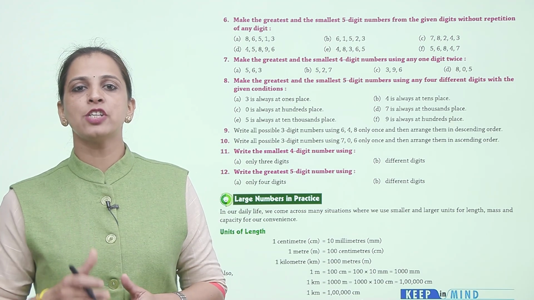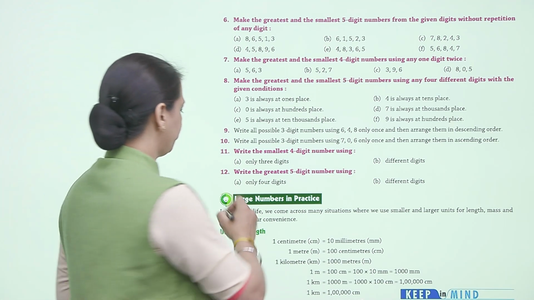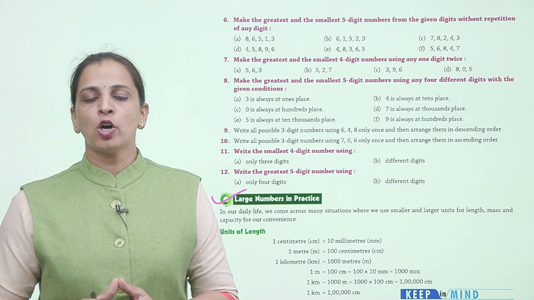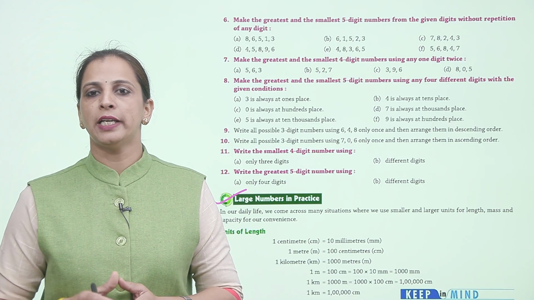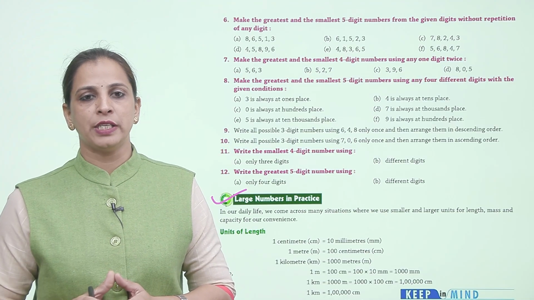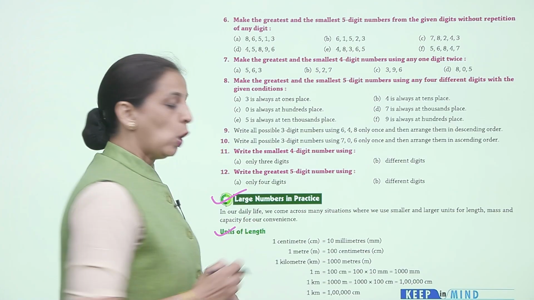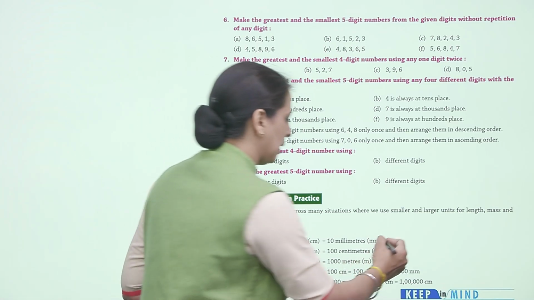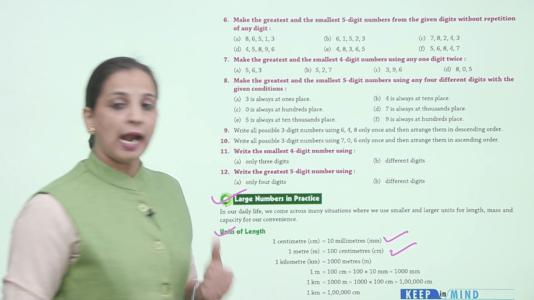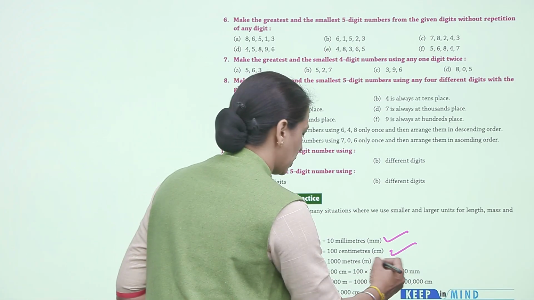Now next is large numbers in practice. In our daily life, we come across many situations where we use smaller and larger units for length, mass and capacity for our convenience. Now units of length. 1 centimeter is equals to 10 millimeter. 1 meter is equals to 100 centimeter. And 1 kilometer is equals to 1000 meter.